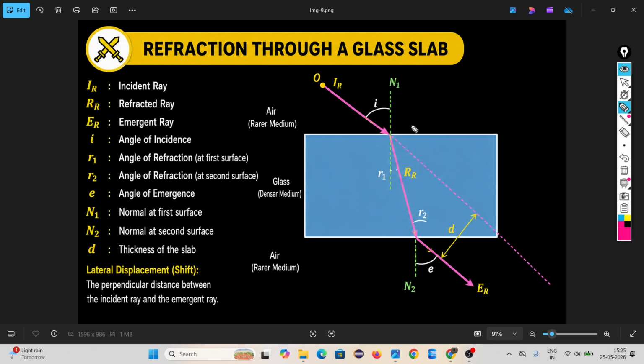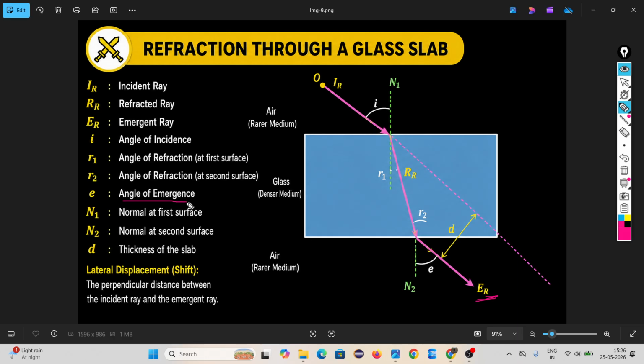Then look, suppose this is the thickness of the glass. After passing through, it again comes to air. Glass is a denser medium, air is a rarer medium. That's why it goes away from the normal. Double refraction is happening here: refraction 1, refraction 2. In this case, this ray is called the emergent ray. And the angle between the normal and the emergent ray is called the angle of emergence.